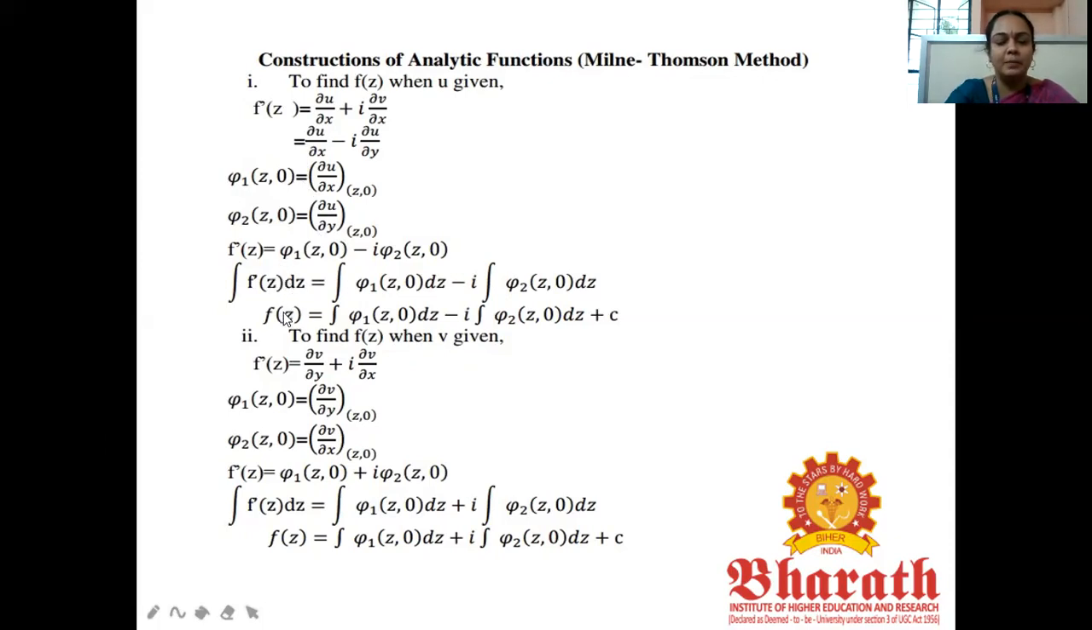Similarly, when only the imaginary part v is known, how do we construct f of z without knowing the value of u? Let us assume phi 1 of z comma 0 is equal to dou v by dou y at z comma 0, and phi 2 of z comma 0 equals dou v by dou x at z comma 0. f dash of z equals phi 1 of z comma 0 plus i into phi 2 of z comma 0. Take the integral on both sides. The integration of f dash of z, that is f of z, is equal to the integral of phi 1 of z comma 0 dz plus i into the integral of phi 2 of z comma 0 dz plus c. This is the Milne-Thomson method.